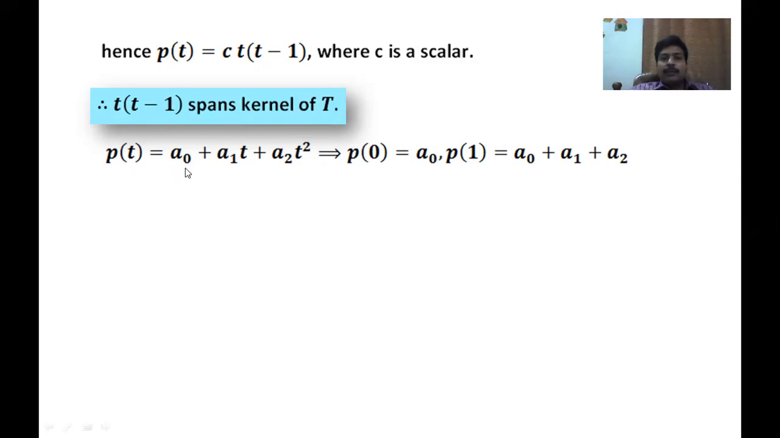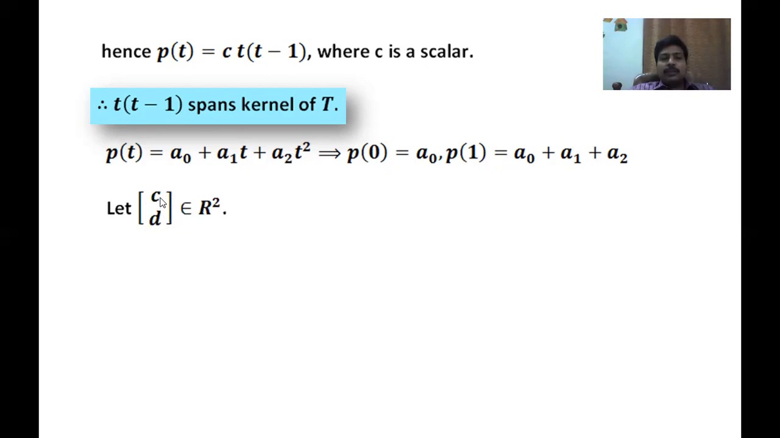So further, p(t) is equal to a0 plus a1 t plus a2 t squared. That implies p(0) is equal to a0, if we substitute 0 here, we will get only a0, these two will vanish. And if you substitute 1 here, this is a1 and this is a2. So p(1) is equal to a0 plus a1 plus a2.